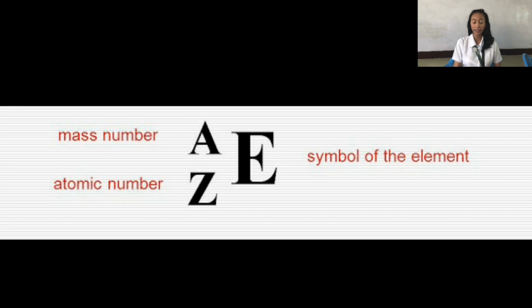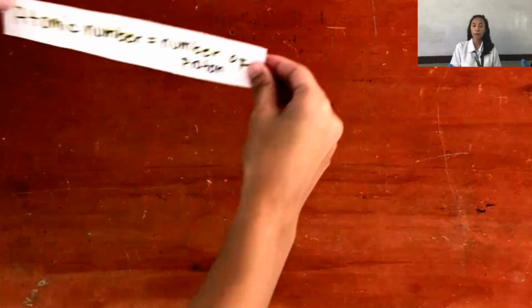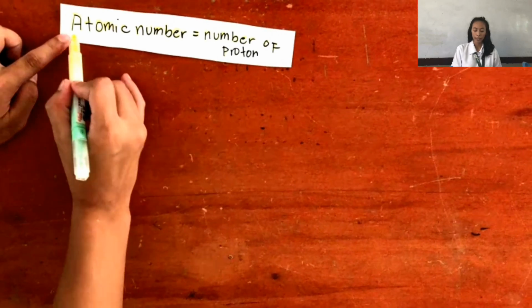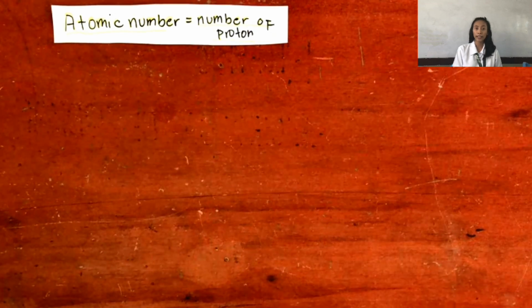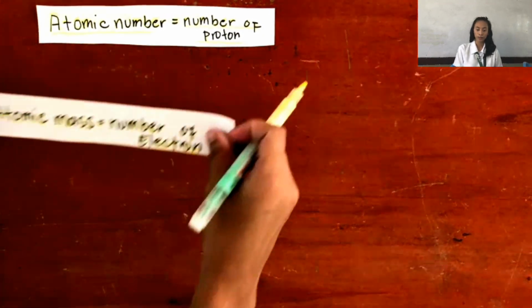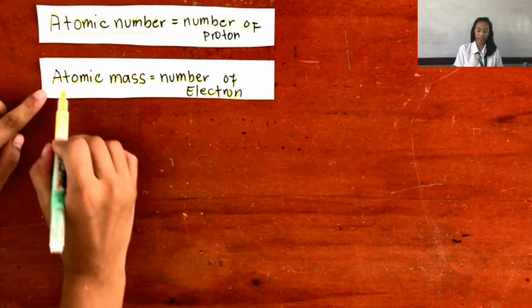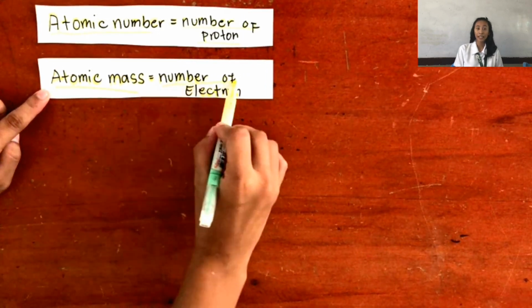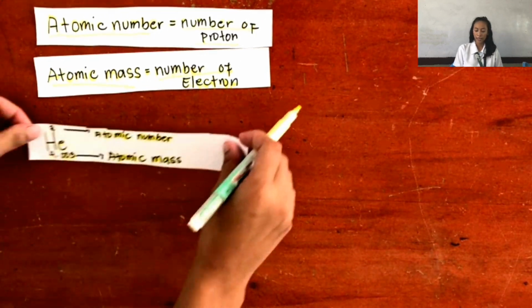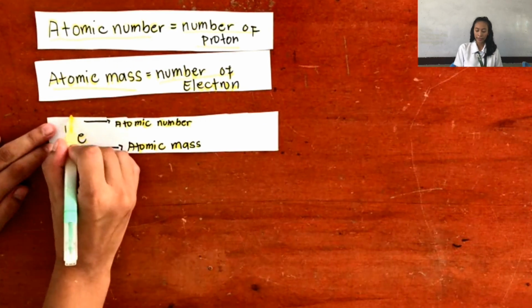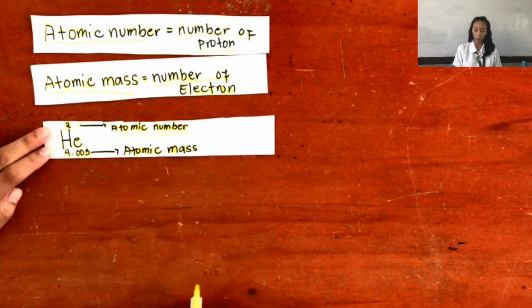The second one that I'm going to discuss is the composition of a particular atom. In the composition of a particular atom, we have three: the element symbol, the atomic mass, and the atomic number. The atomic number is considered as the number of proton. It is usually indicated on the top left, and the atomic mass is indicated under the element symbol. One example is helium. Helium has the atomic number of 2, and the atomic mass of 4.003.